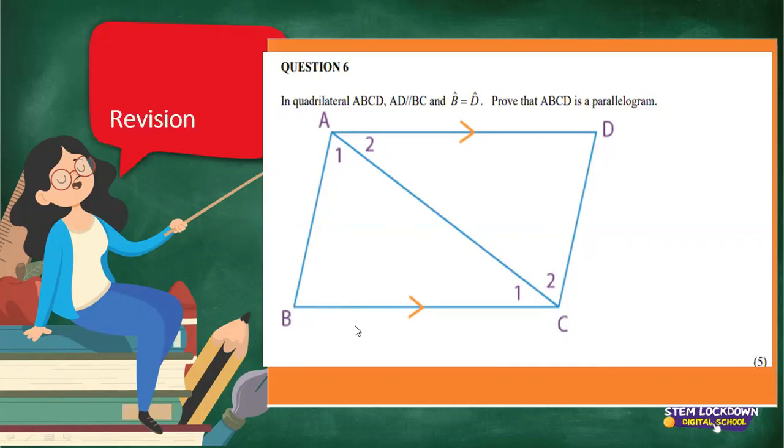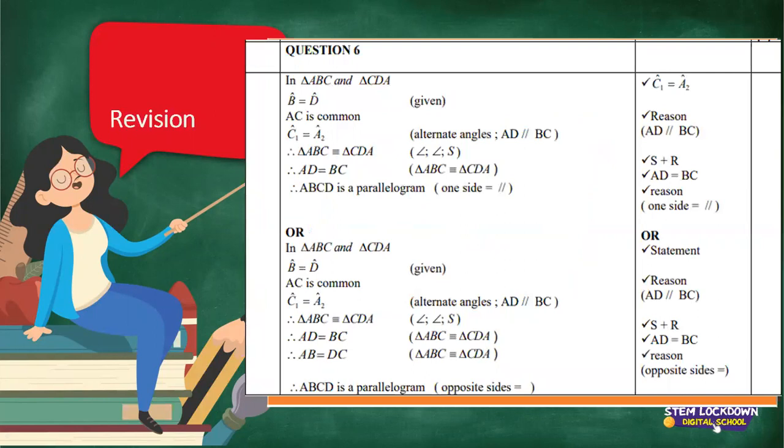And we are told here that BC equals AD, they are parallel. So therefore, it's a parallelogram. You understand? Okay, let's see now. So in triangle ABC and CDA.